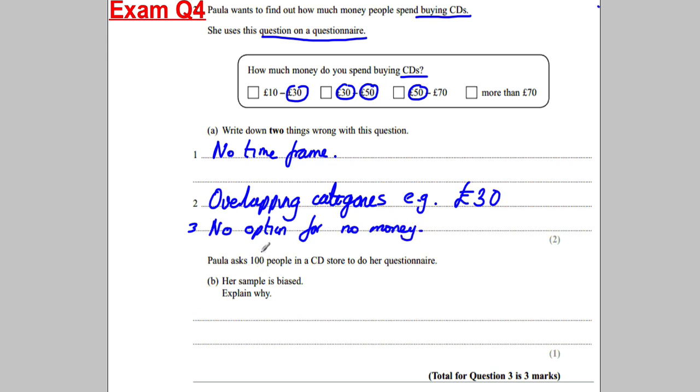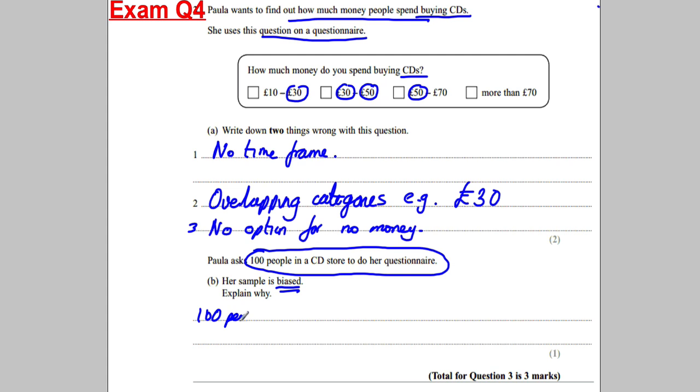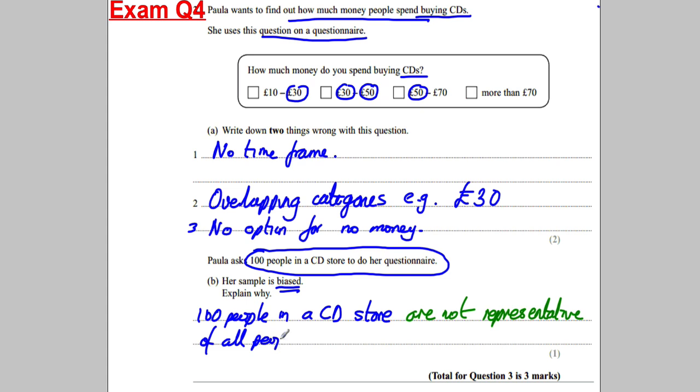And then it says, Paula asks 100 people in a CD store to do her questionnaire. Remember, she wants to find out how much money people spend buying CDs. Explain why her sample is biased. 100 people in a CD store, and what's the key term? Are not representative of all people. And you might want to justify that with a sentence. They are more likely to buy CDs.